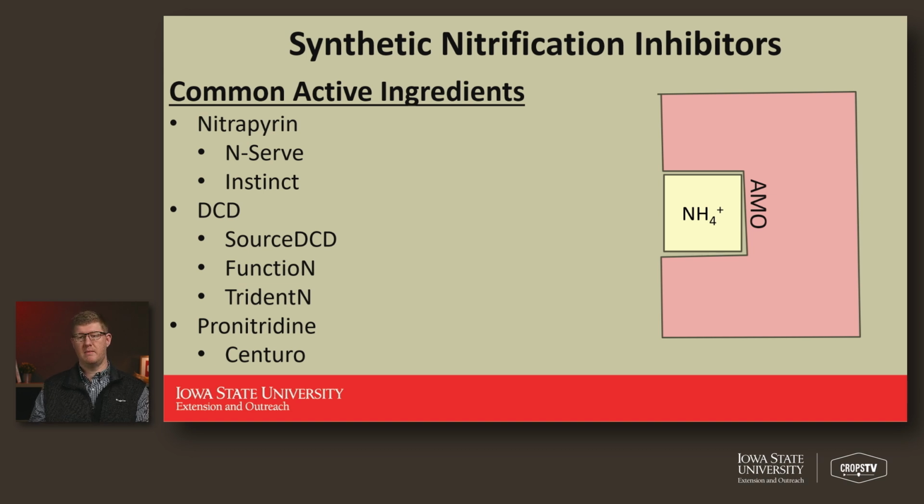So, typically, what would happen is the ammonium would bind to the microbe, that AMO enzyme would activate, and out comes nitrite. Now, these different products, like I said, there are two modes of action. So the first is where the actual molecule of the active ingredient in the inhibitor is shaped in such a way that it can actually mimic ammonium.